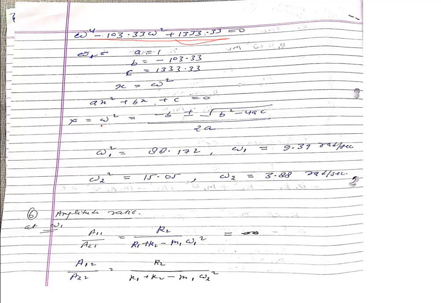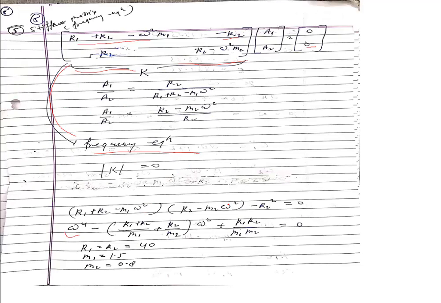This is also known as the Sridharacharya equation. So omega 1 square equals 88.172, so omega 1 equals 9.39, and omega 2 square is 15.05, so omega 2 equals 3.88 radian per second. The roots give the values of omega square, so we put these values in the amplitude ratio equation. If we put omega equals omega 1, this will become a11, this a21, and this a12, and this a22.